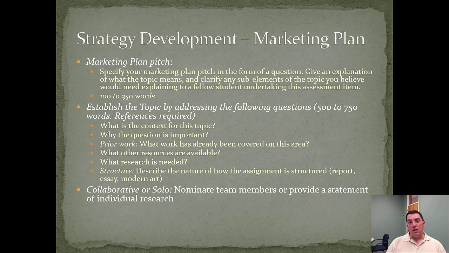So the first thing you need to do here is tell me your marketing plan pitch. Which brand or which topic are you going to go after? So give an explanation of what the topic means and why you've chosen it, and clarify any sub-elements of the topic you believe would need explaining. So for example, you're doing a big brand option, then maybe you've got to focus it on to a certain area of that brand. So this is where you say to me why you've done that strategy and why you've undertaken it. That's 100 to 350 words.